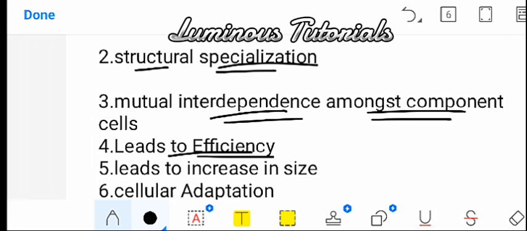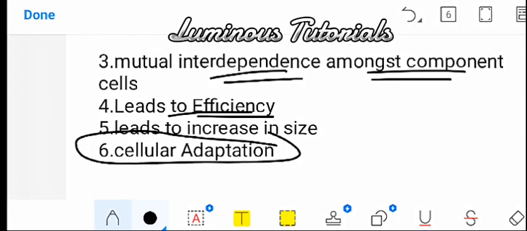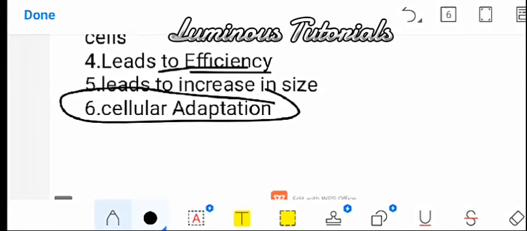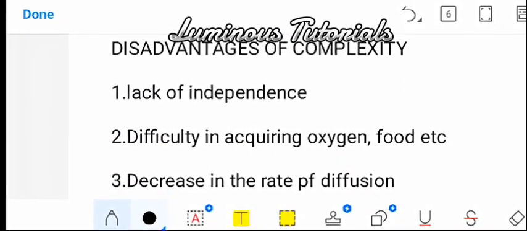Another advantage is that it leads to what? Efficiency. Respiration is perfect. Excretion is perfect in what? In complex animals like man, compared to amoeba that's using one cell to do everything, to move and everything. Am I communicating? Then the other one we'll talk about now is what? Increase in size. Because of complexity, there is space for growth. There's space for every cell to advance in size and all that. And then even cellular adaptation. Am I communicating? Alright, I'm sorry I'm going very fast. Okay. We'll talk about them again, but this is just an introduction.